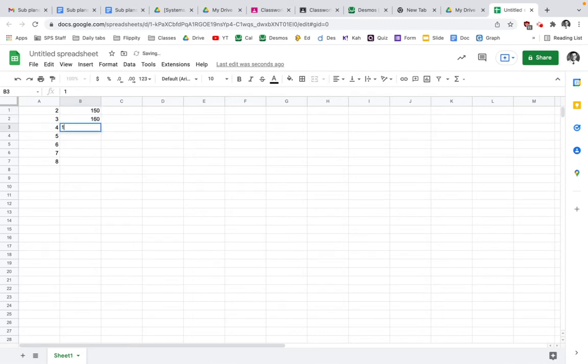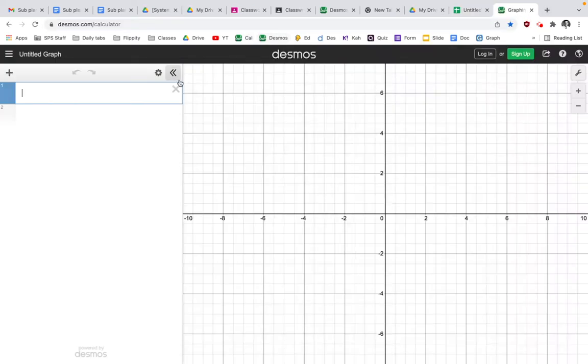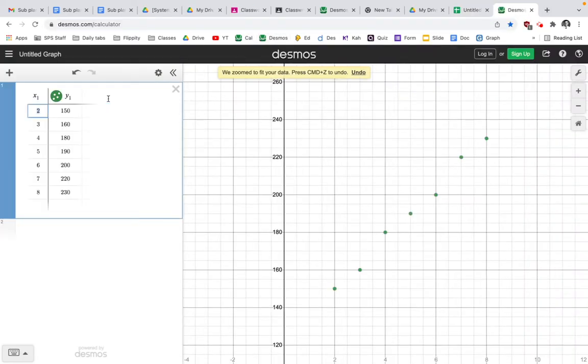160, 180, 190. Sorry, I can't do this much quicker. 200, 220, 230. Sweet. Now what you do is you just Command C, copy them, go to a blank Desmos right here, and then Command V, boom, they're right there. And those actually zoom to fit automatically. I didn't have to press that button. So regardless of how you do it, this is your table.